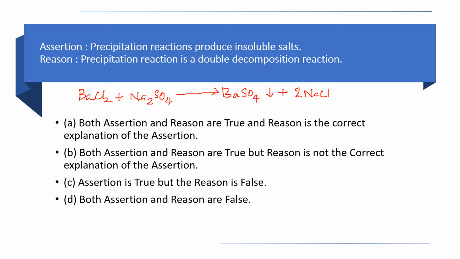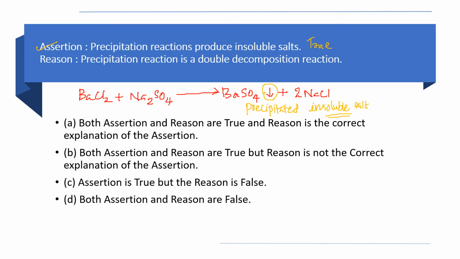So here this arrow represents that barium sulfate is precipitated. What is meant by precipitated? It means this is an insoluble mass or insoluble substance or insoluble salt, right? So the first assertion, precipitation reactions produce insoluble salts, is true. Now moving to the second sentence, that is the reason: precipitation reaction is a double decomposition reaction or double displacement reaction.